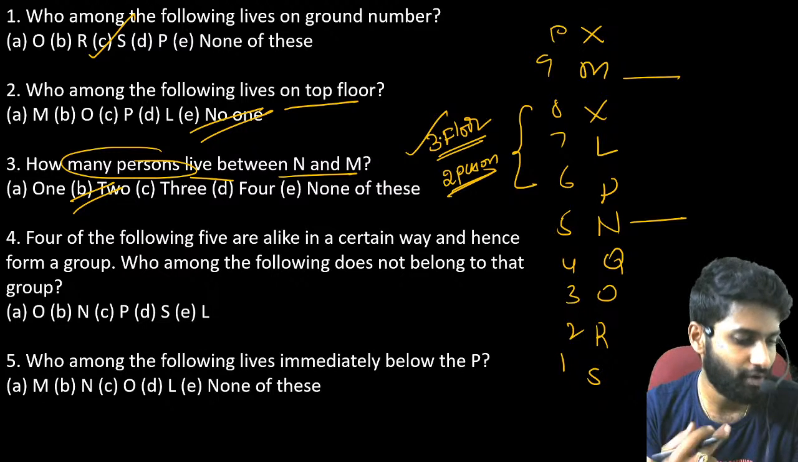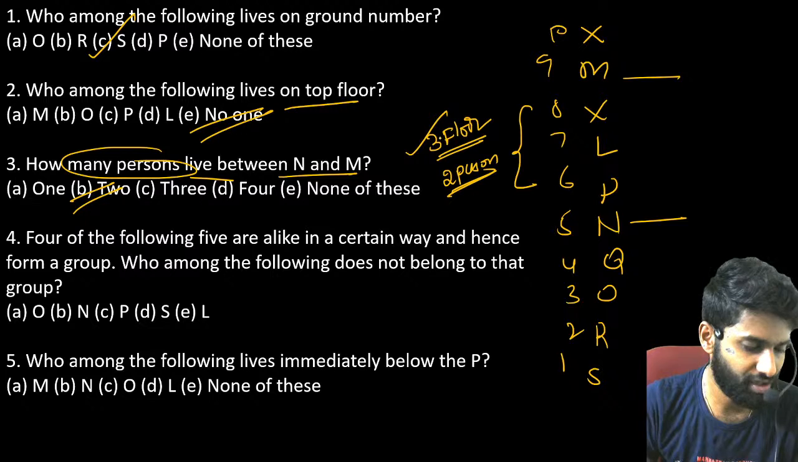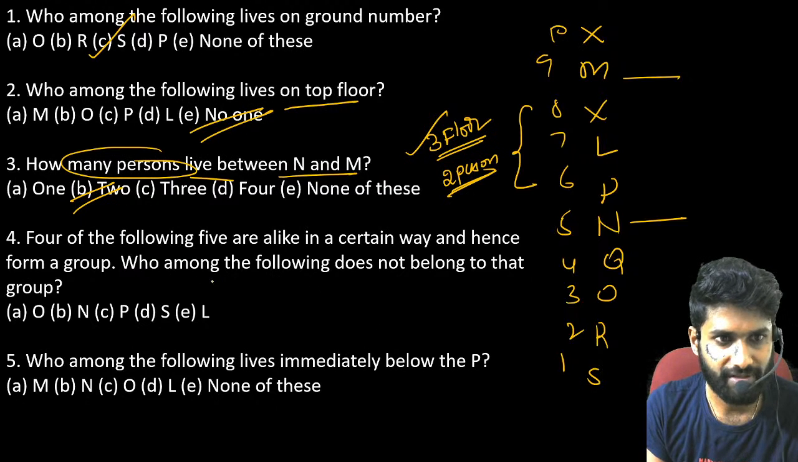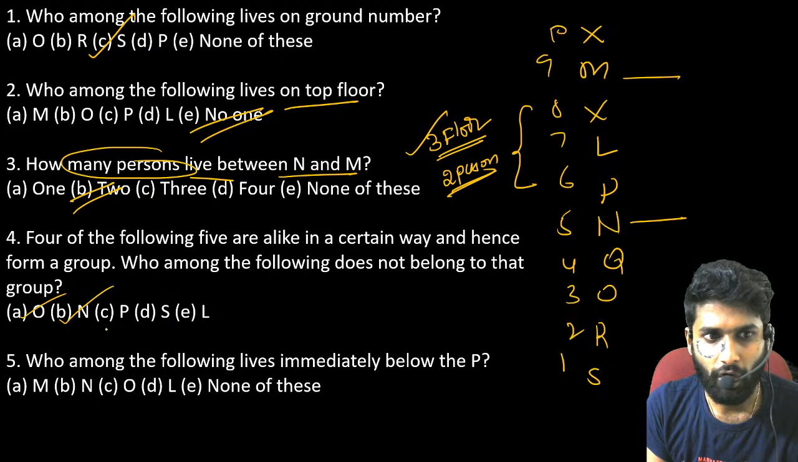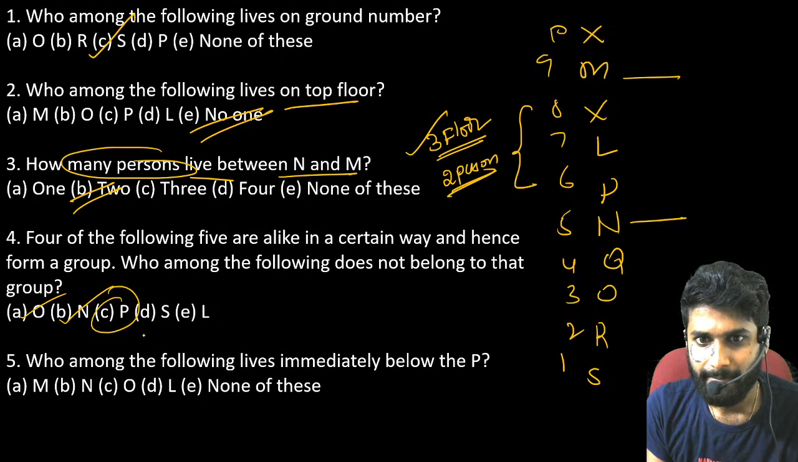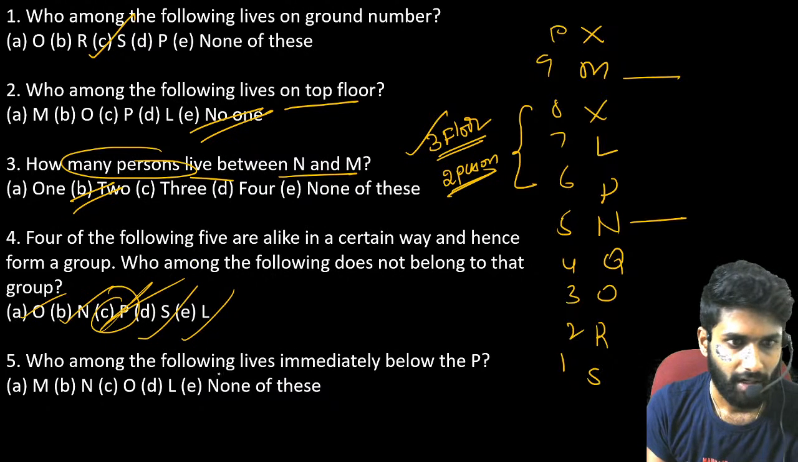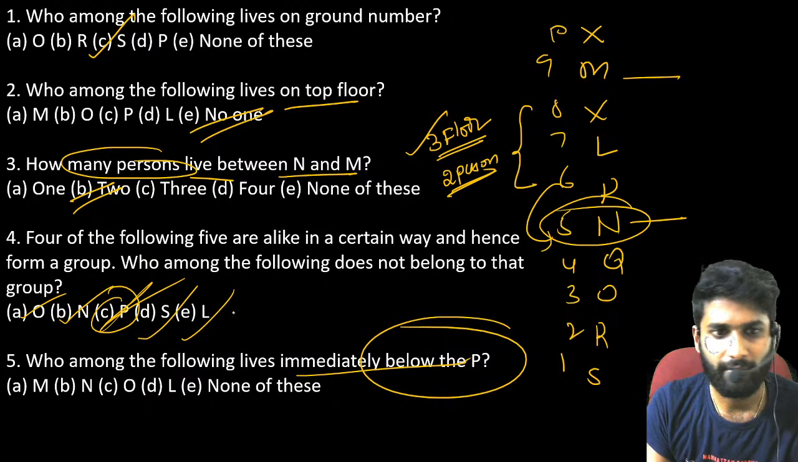There are 2 persons between N and M. If it asks how many floors, you can choose 3. I mentioned that earlier. A question related to persons and a question related to floors are completely different. So 2 persons. Now, which of the following is different? O is an odd floor, N is an odd floor, P is an even floor, S is an odd floor, L is an odd floor. So P is completely different. Now, who lives immediately below P? The person immediately below P is N.